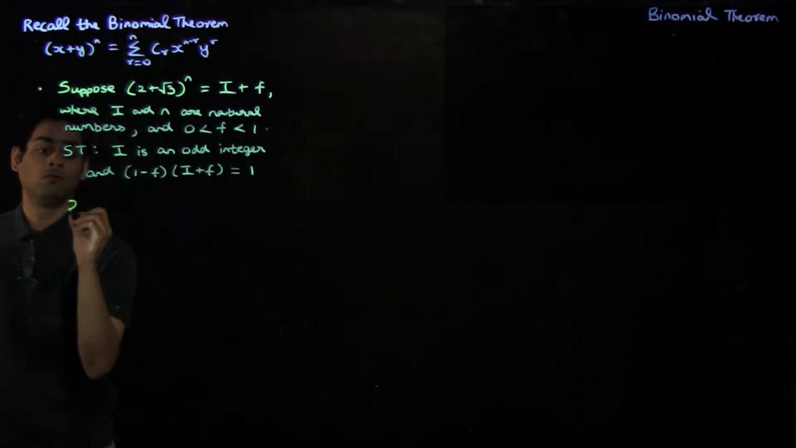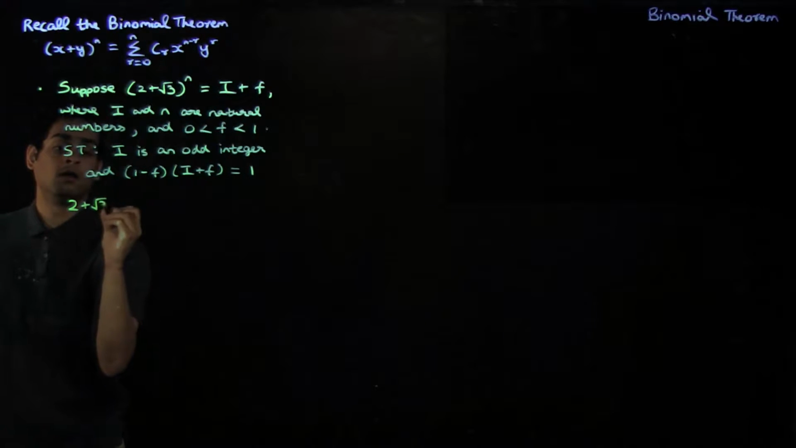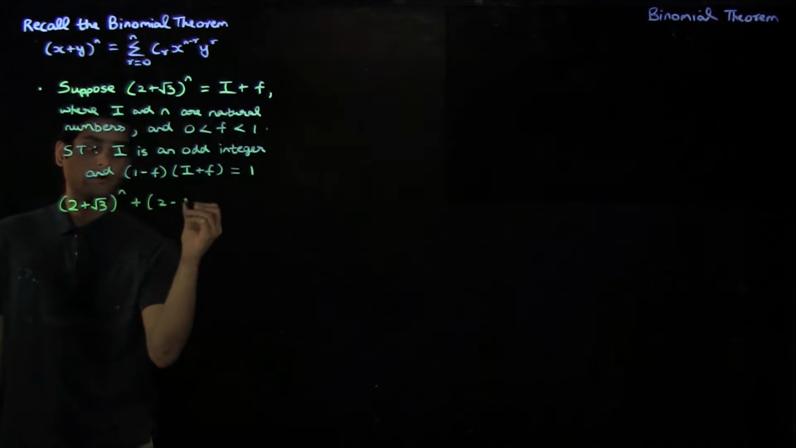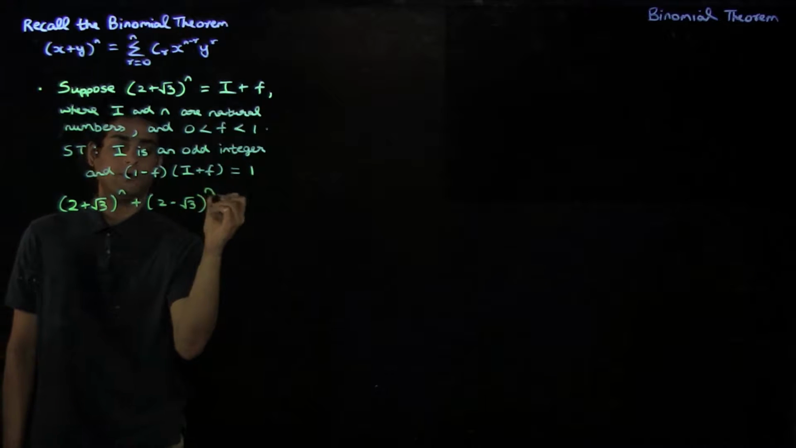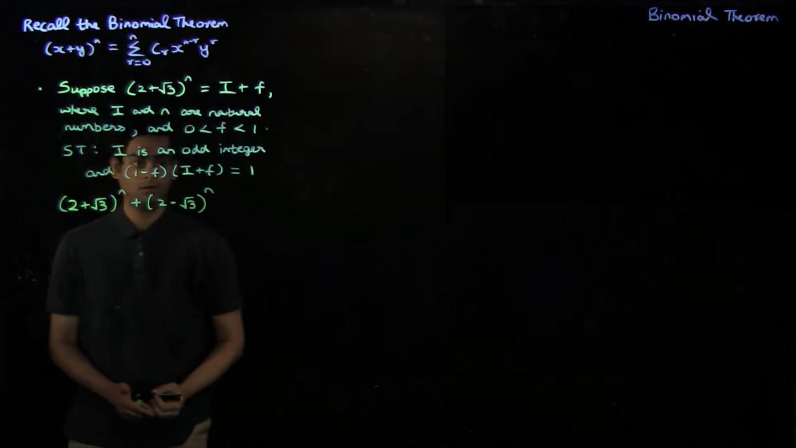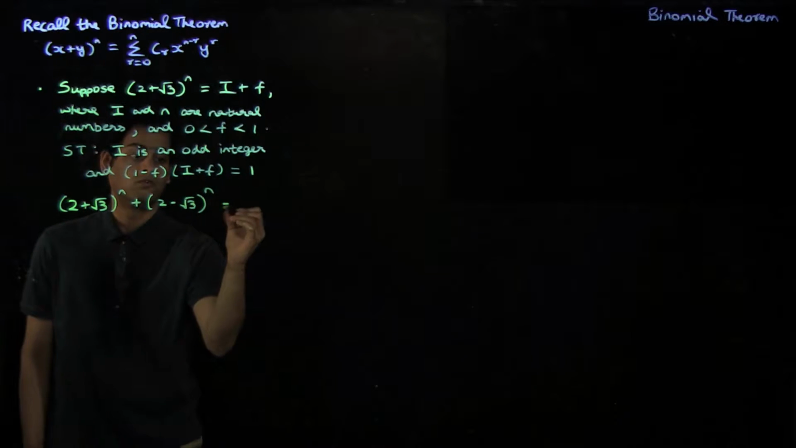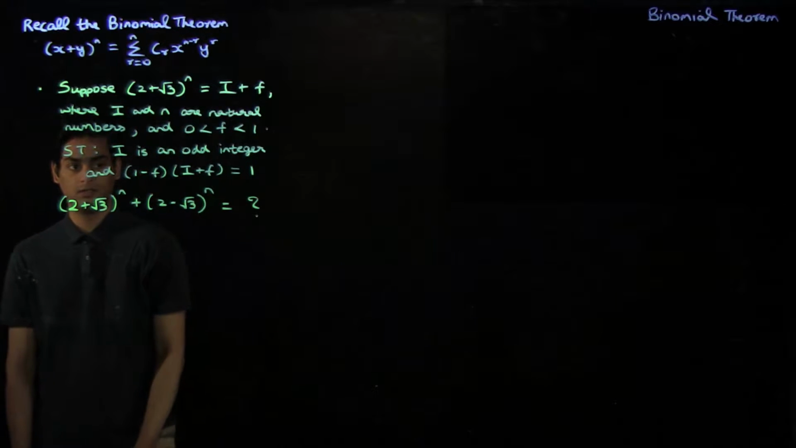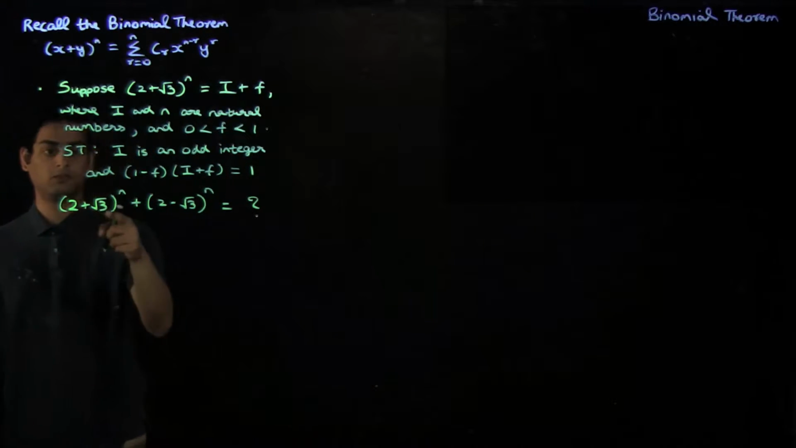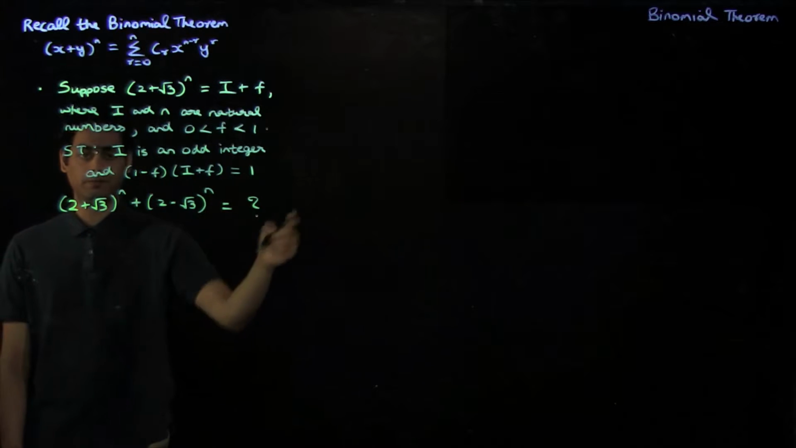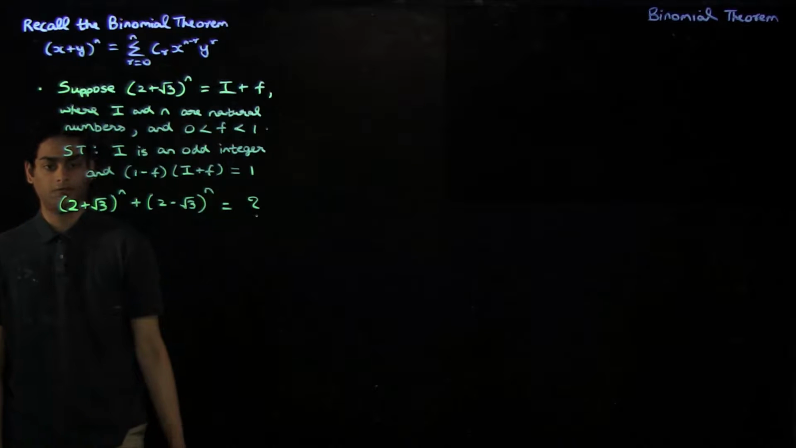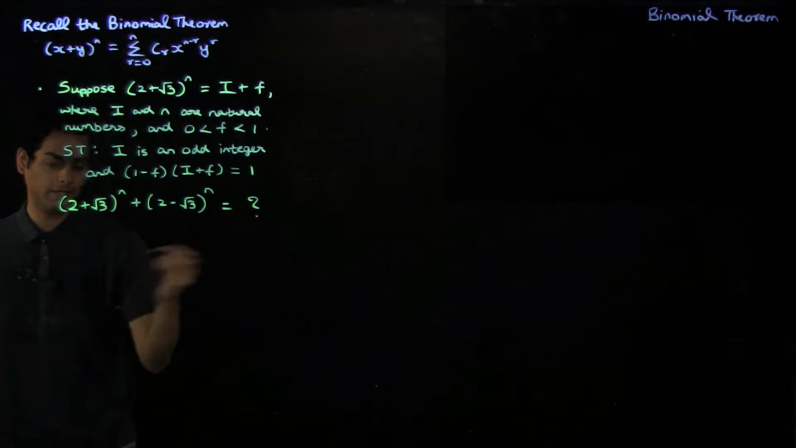So what if you add (2 − √3)^n to (2 + √3)^n? So what does this give us? In one of our previous lectures, we've seen that (x + y)^n + (x − y)^n can be expressed in a more compact form, and so let's do that.